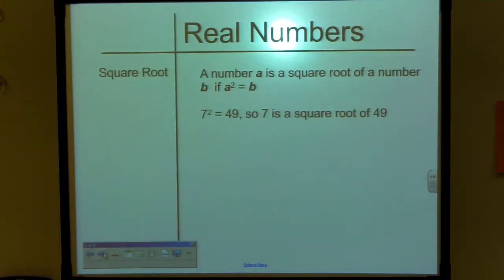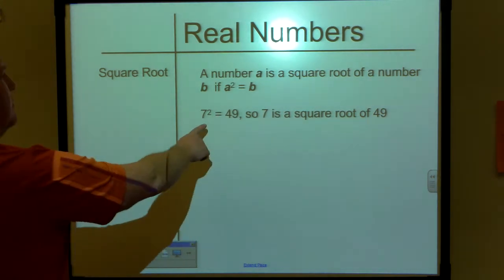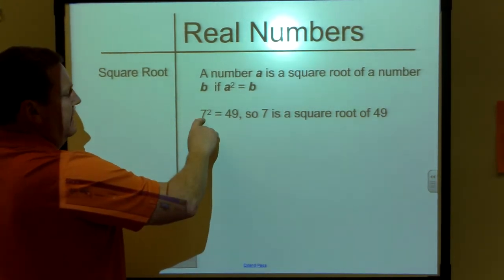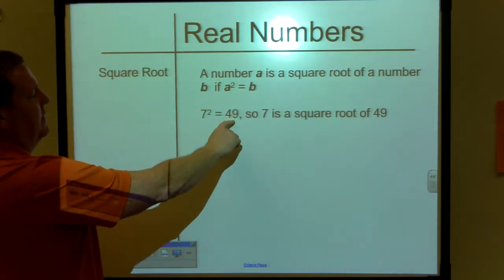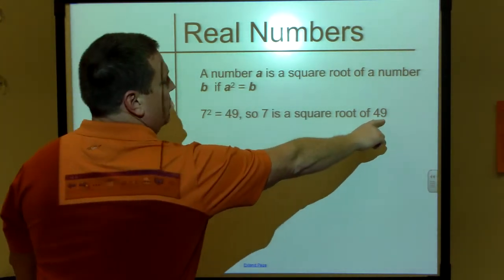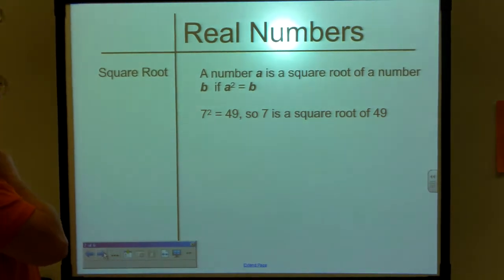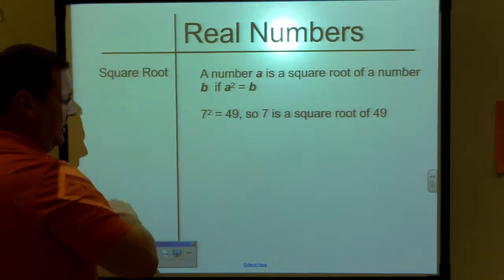Definition of the square root: a number A is a square root of a number B if A squared equals B, or A to the second power. So what we're saying is, let's say 7 to the second power is equal to 49, so we say that 7 is a square root of 49, because 7 times 7 gives you 49.